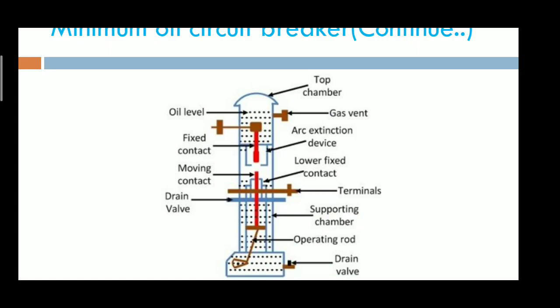Next is the supporting chamber. In the supporting chamber we have the moving contact. This is the moving contact, and that moving contact is connected to the piston. This is the operating rod and also the piston.